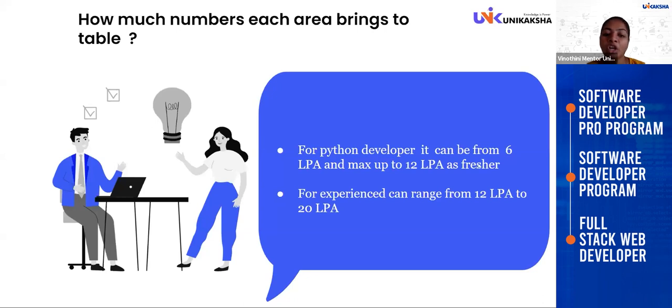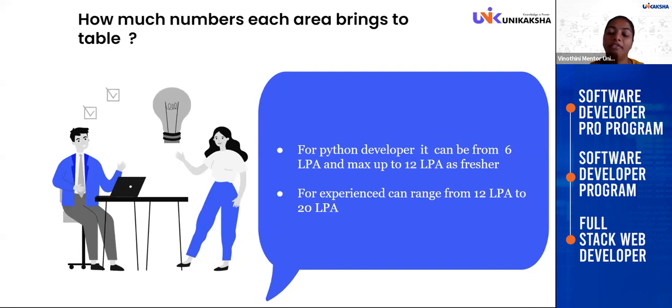As a Python developer, from a fresher you can get from 6 LPA to 12 LPA. For experienced people it may range higher. I may have put it very low: there are n number of companies blooming at 12 LPA to 20, and there are a few people I know who might be getting 30 to 35 as well.